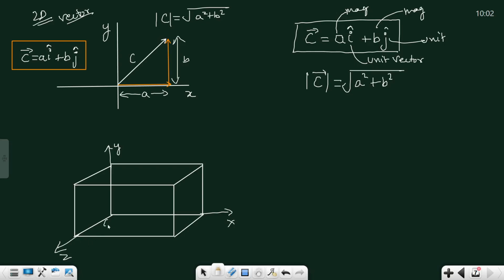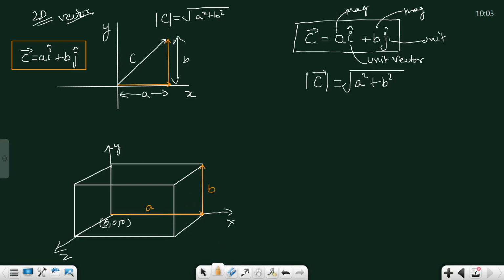Suppose this is the origin, you have moved A along x direction. Along x direction A. So this vector is A. Next is B, the vector along y direction. We will only take magnitude here, right? Take the magnitude here, otherwise you will make a mess. So this is A and this is B.